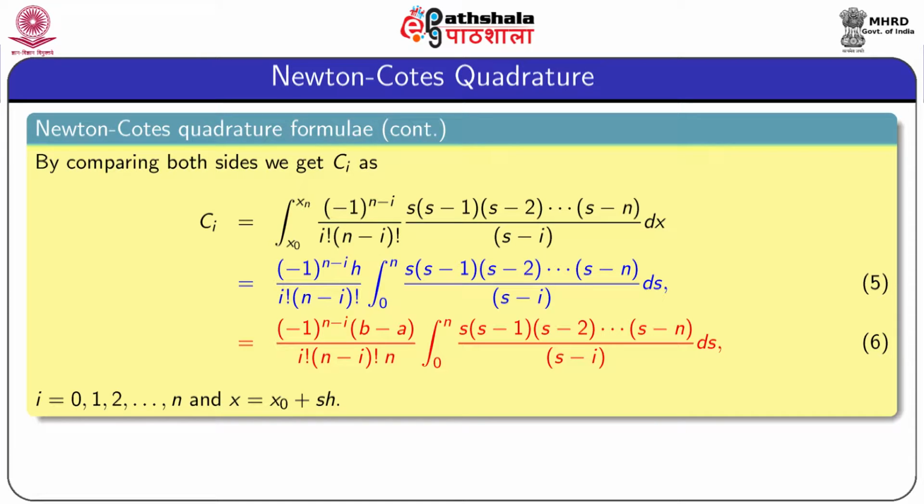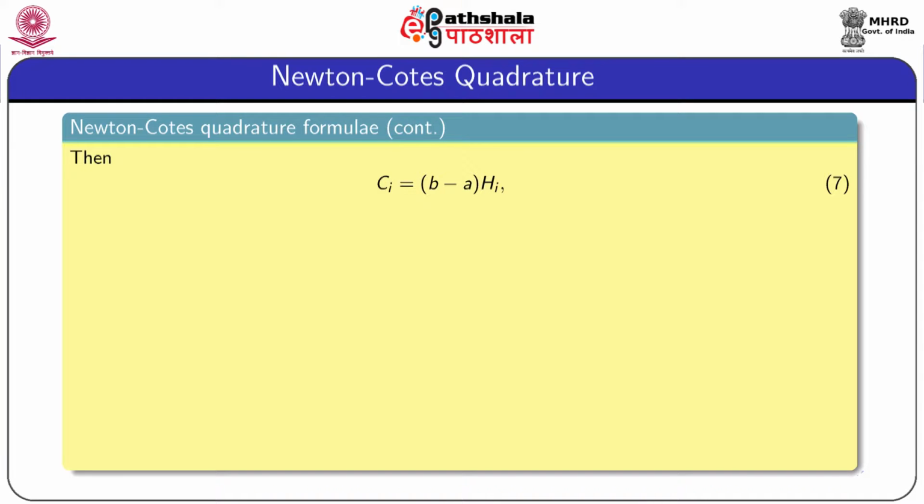And the terms free from s are taken out of the integration, and the quantity h is replaced by (b minus a) by n. So this is the coefficient ci, or the constant ci, which is written in the approximate form of the Newton-Cotes quadrature formula, and this ci is calculated from equation 6 for all i equal to 0 to n, where x equal to x0 plus sh.